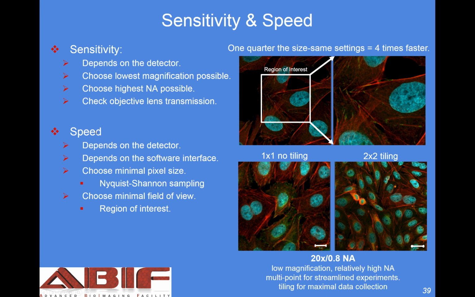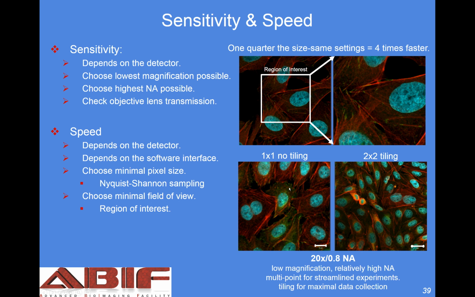For speed, again, it's going to depend on your detector and the software interface. From the perspective of the objective, you can choose minimal pixel size using your Nyquist-Shannon sampling, and you can also choose fields of view or regions of interest. So in this case here, if we chose this region of interest and imaged it with the same resolution on a confocal laser scanning microscope, for instance, then this would be 4 times faster to image. Even on a camera-based system, you have to read out all the pixels, so if you have a smaller region of interest, you should also be able to gain some time.